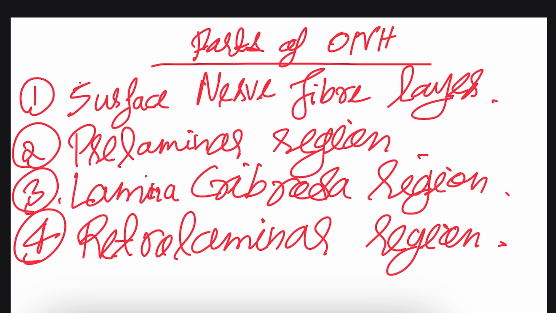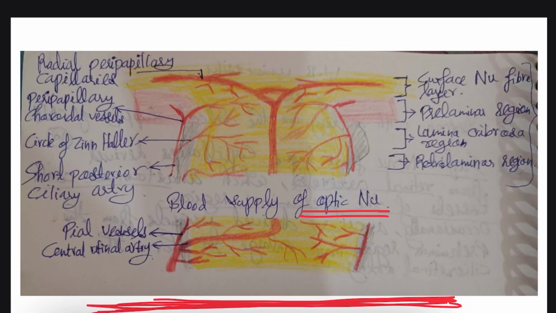So we will learn the blood supply of the optic nerve head, which is the favorite question of the examiner in the postgraduate examination, and we will learn it in a very quick way just by this diagram. The first layer that we know is the surface nerve fiber layer. It receives its blood supply from the retinal arteriole, which anastomose with the vessels of the prelaminar region.